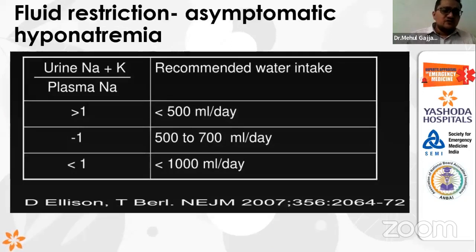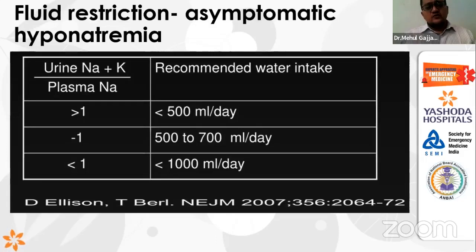Coming to fluid restriction, there are clear guidelines for it. You have to calculate urinary sodium plus urinary potassium over plasma sodium level. Now, if this factor is more than 1, the recommended water intake is less than 500 ml per day. If this factor is less than 1, the fluid intake recommended is 1 liter per day, and if it is exactly 1, then it is 500 to 700 ml per day. So that much fluid restriction is important.